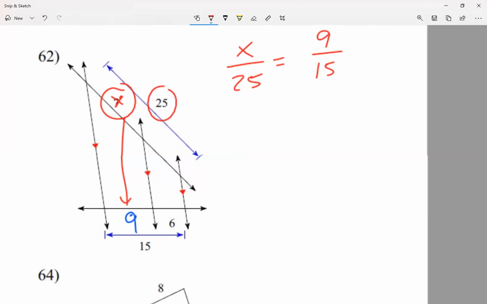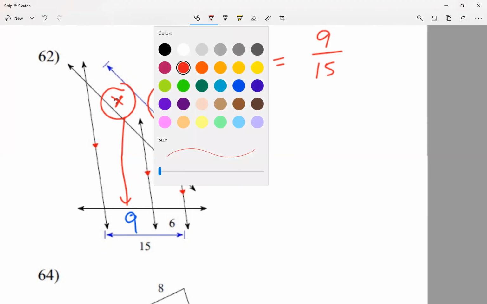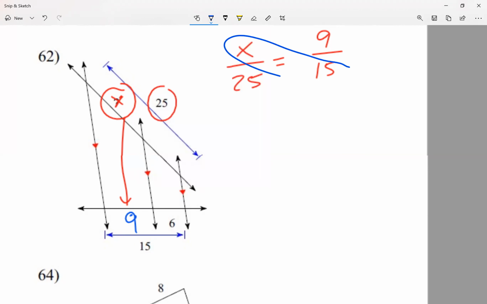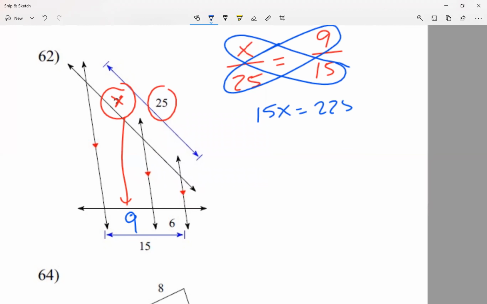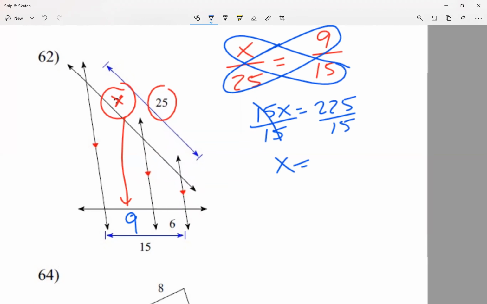Okay, so now let me cross multiply. 15 times x, it's 15x. 25 times 9, 225. Now to get the x by itself, let me divide both sides by 15. 225 divided by 15 is 15.